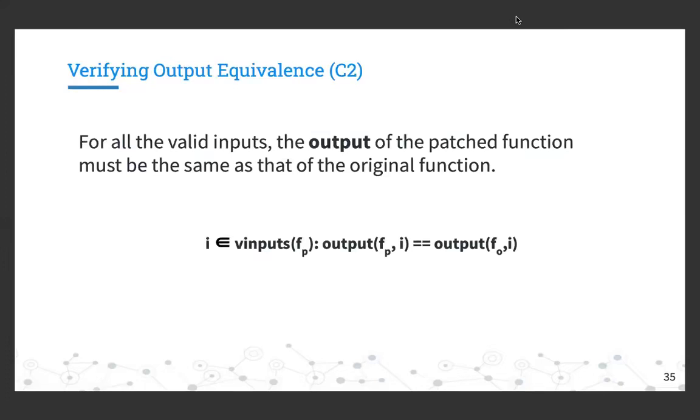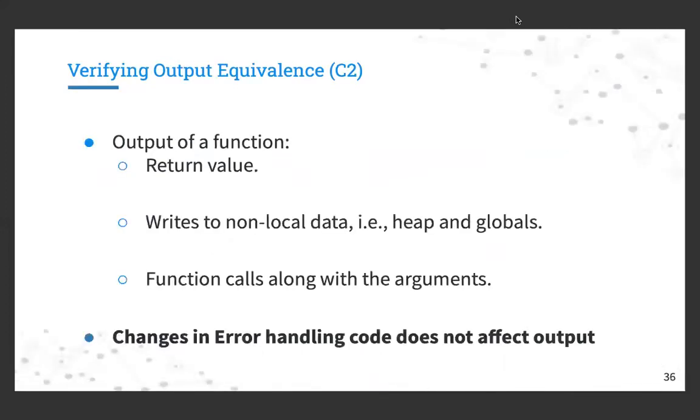To do this, we first need to define what we mean by the output of a function. We define the output of a function as all the effects of a function that are externally visible, specifically its return value, all the writes made by the function to non-local data such as heaps and globals, and all the function calls made by the function itself. Furthermore, we consider changes made to error handling basic blocks as not affecting the output of a function. The code in error handling basic blocks tries to recover from an error condition and thus doesn't affect the output of a function.